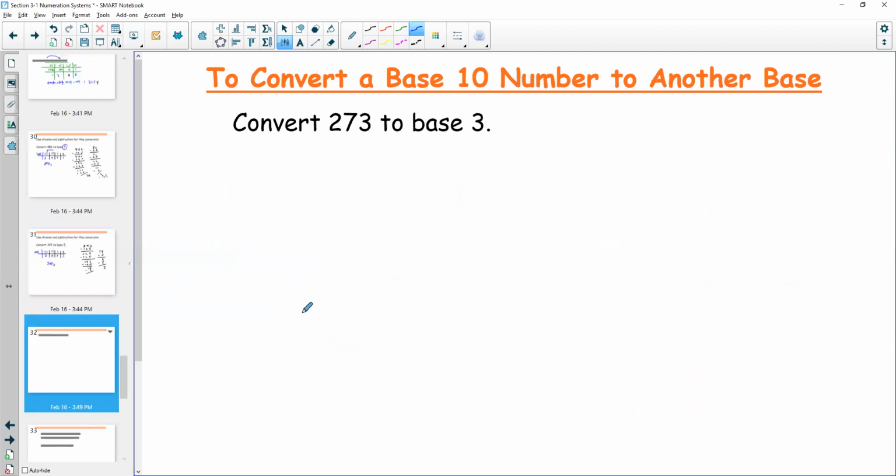Try another. Let's do 273 and turn it into a base 3 number. Take a minute, take a pause. Try it. Remember the digits you have in base 3 are 0 through 2. Okay, so do your place values first. All right, I'm going to start mine.